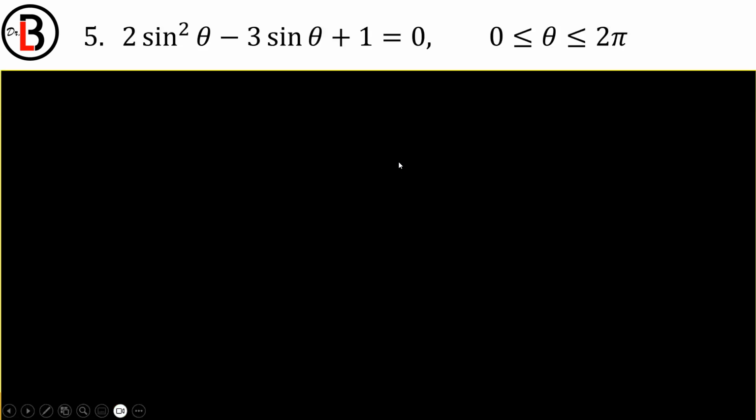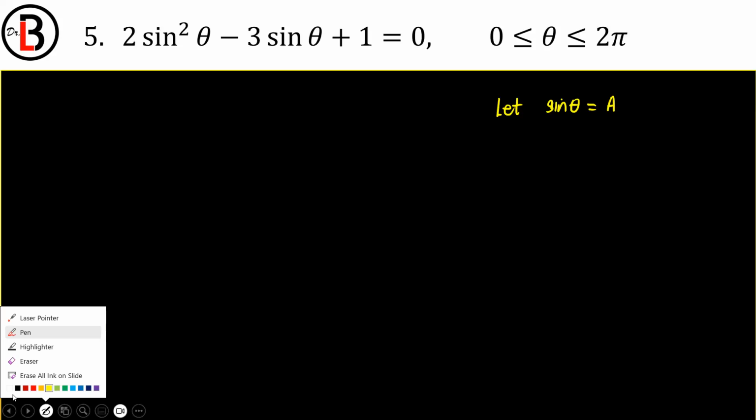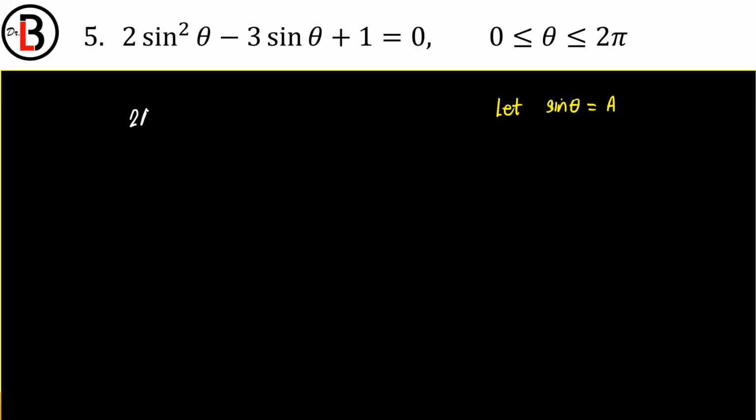So I'll solve with you here. 2 sine squared theta minus 3 sine theta plus 1 is equal to 0. So if I let sine theta be letter A first so that I don't get confused, I can say that that's 2a squared minus 3a plus 1 equals 0. So it's easier for us to look at with these terms. So maybe this one can be factored.